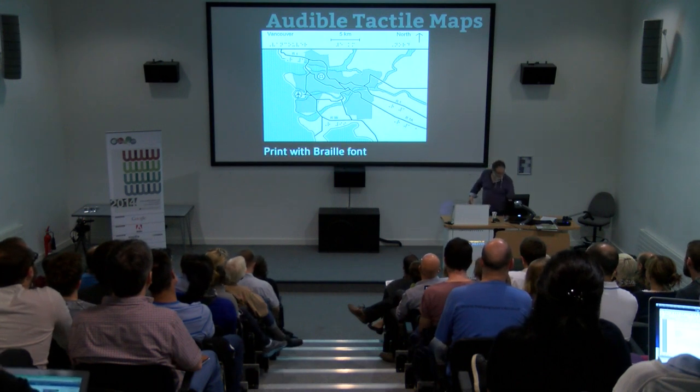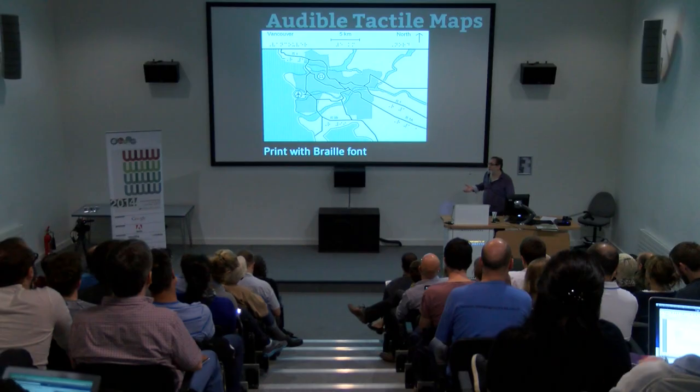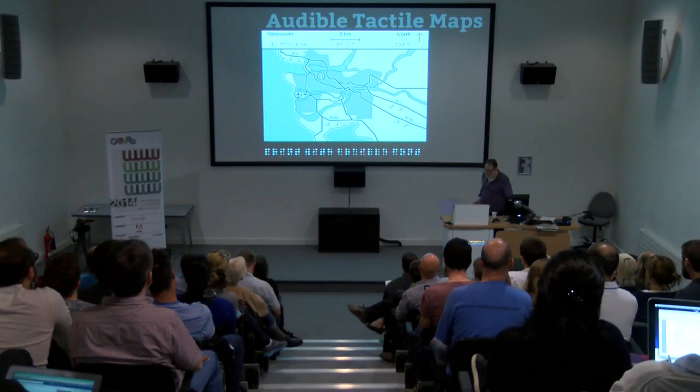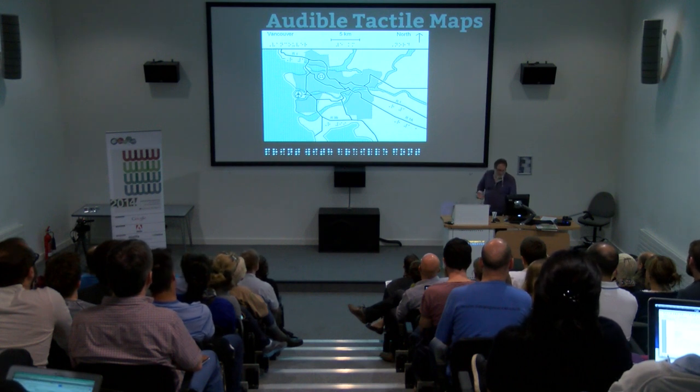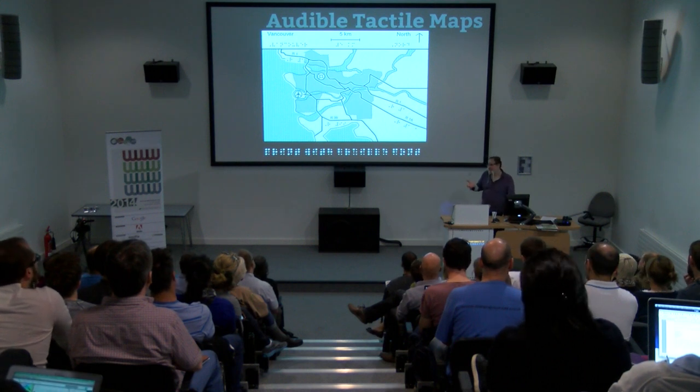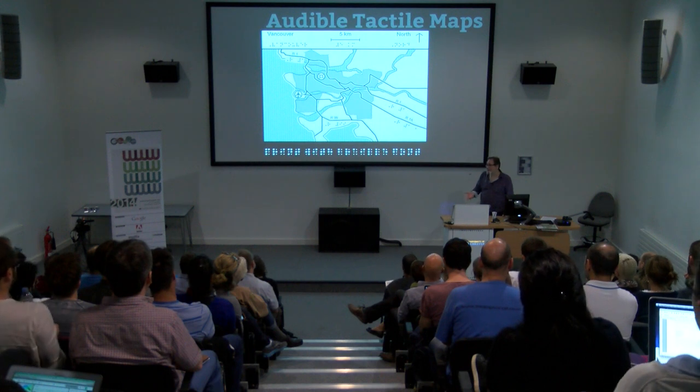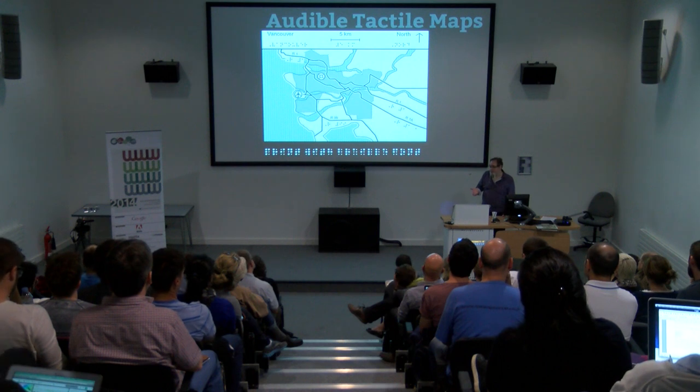Another feature of this is that you can actually print with Braille fonts, as you can see here. That's print with Braille fonts in Braille. This is another part of the sensorium that we can engage that we don't really think about with SVG. In fact, some people are using SVG for 3D printing. That's not necessarily a typical data visualization thing, but that's something to think about if you're trying to reach that audience.